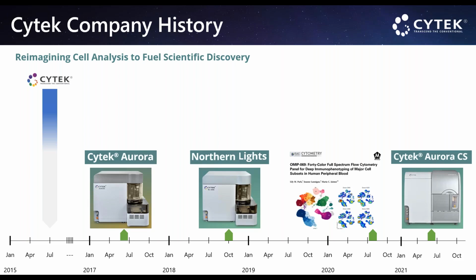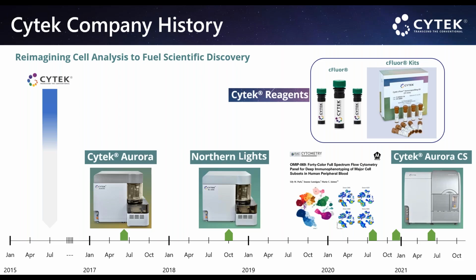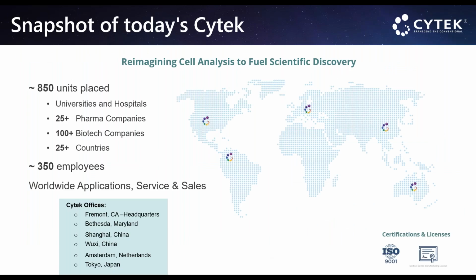That technology is what enabled the publication of this 40-color uMAP paper. Additionally, in that paper, we used some of these Cytek cFluor reagents, which I'll be talking about as well, which serve as an excellent starting point as you explore what full spectrum cytometry has to offer. So a snapshot of where we are today: as Sean mentioned, we have attendees from all over the world. We also have units placed across almost every continent, with field service, applications, and sales personnel scattered throughout the globe. We're trying to stay true to our roots as that original customer support company, trying to help support your instrument and your research.